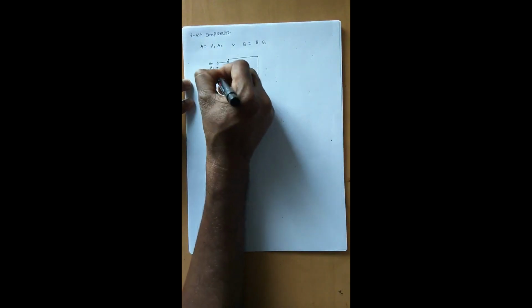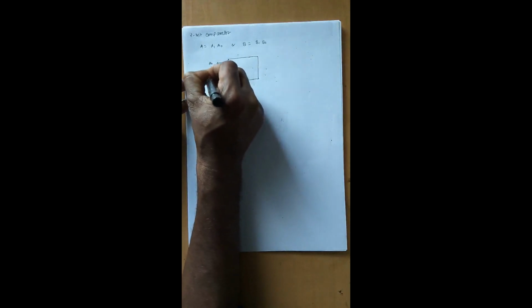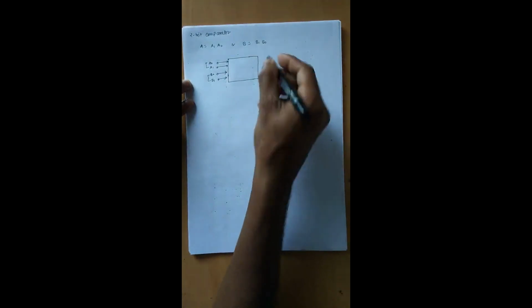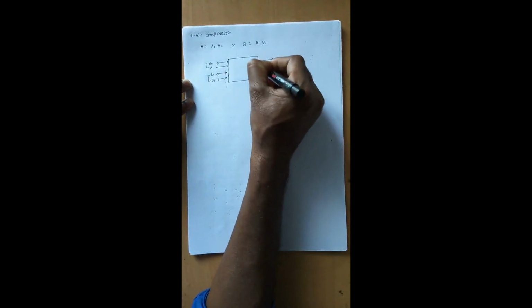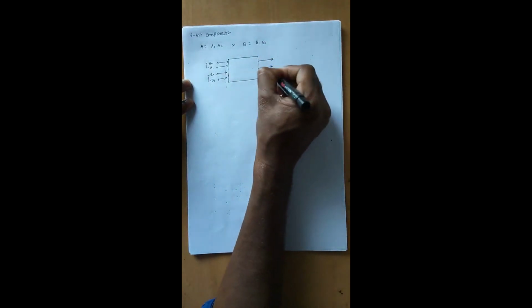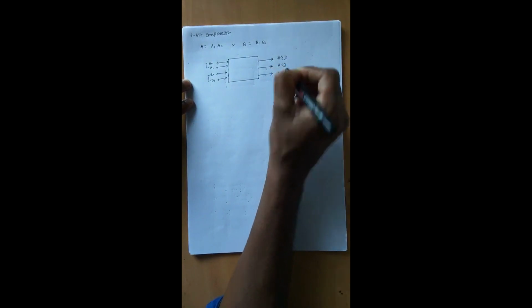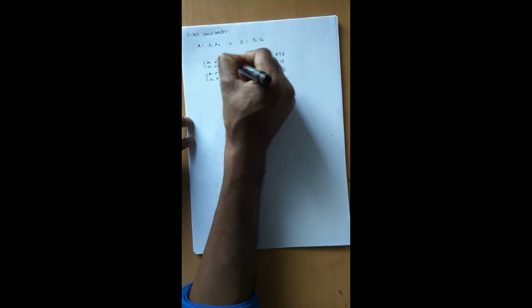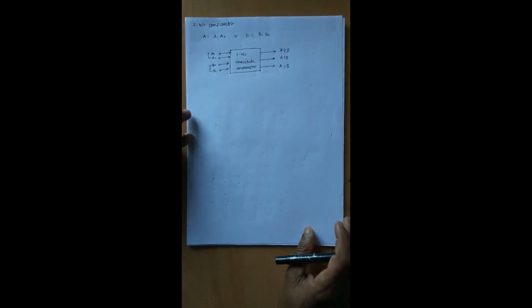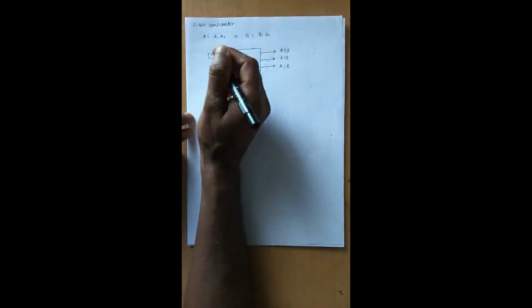A0, A1, B0, B1. These are the inputs, and no doubt there are 3 maximum possibilities of the output: A is greater than B, A is less than B, and A is equal to B. These are the maximum possibilities of the outputs. This is the block diagram of a 2-bit magnitude comparator. Okay, let's discuss the function of a 2-bit comparator.